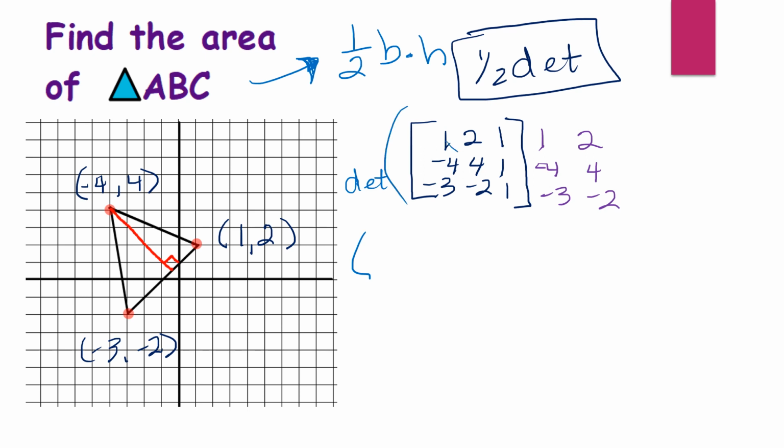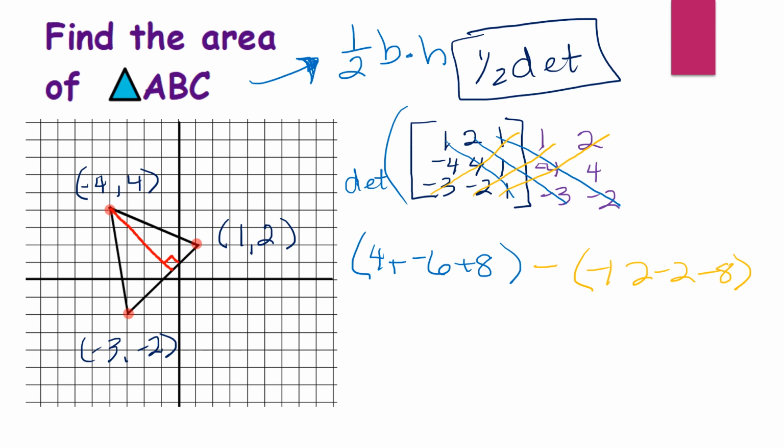So 1 times 4 times 1 is 4, plus 2 times 1 times -3 is a -6, plus 1 times -4 times -2 is a +8. So those are my downers. Minus, do my up diagonals. -3 times 4 times 1 is -12. -2 times 1 times 1 is -2. And 1 times -4 times -2 is -8.